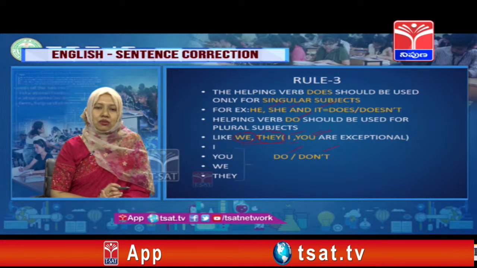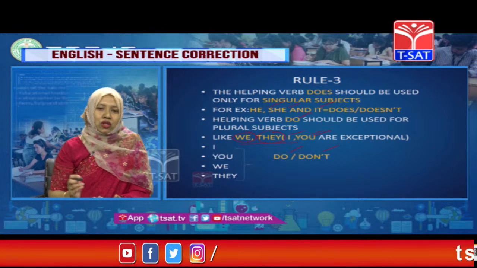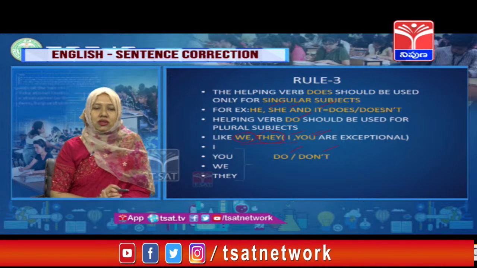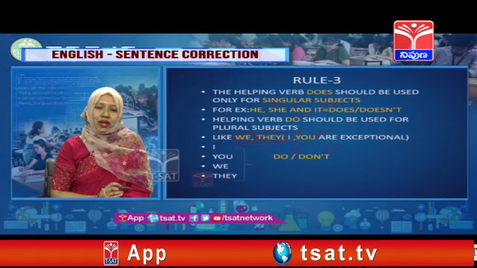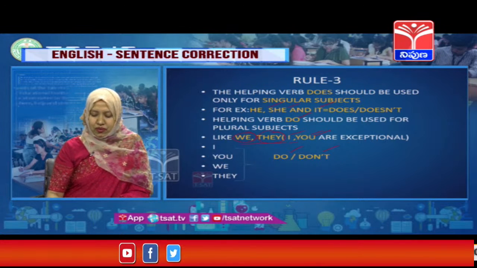I don't like ice creams. I do this regularly. I do watch TV. I do watch this program regularly. You do this. You don't do this. We do go to stadium together. They do enjoy listening to music. These are some of the examples.